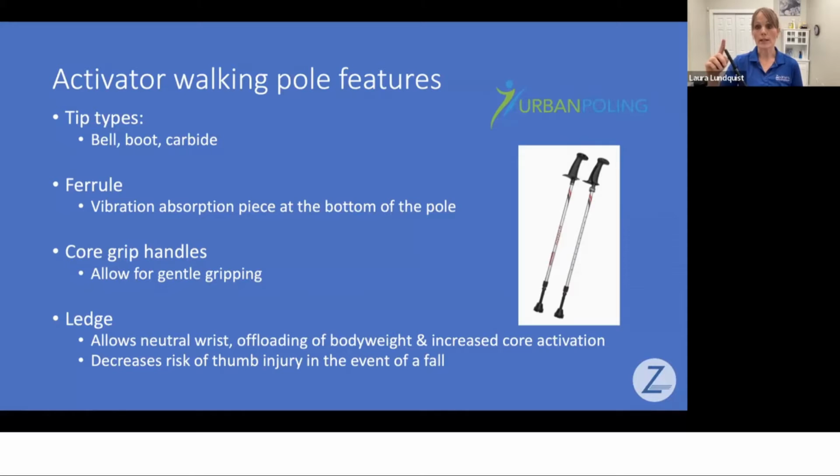You can also switch and use this more boot-shaped tip, which I don't have here at my fingertips, but you would use that, again, if you were using more of that Nordic walking technique as opposed to the Activator technique. However, you certainly can use the Activator pole with that boot tip if you want to be able to go back and forth between the two different strategies of walking. So those are the tip types that we have. When using the Activator technique, most often we're going to use this bell type. The ferrule at the bottom here just helps to reduce the vibration coming up, so that can help make it more comfortable to use the pole and reduces any irritation in through the wrist and hand.